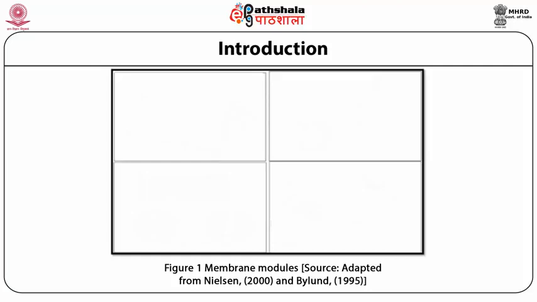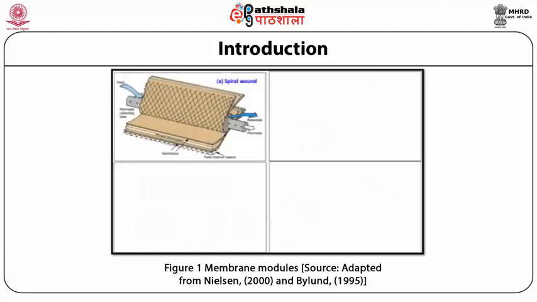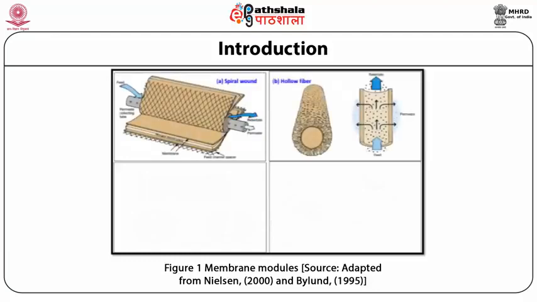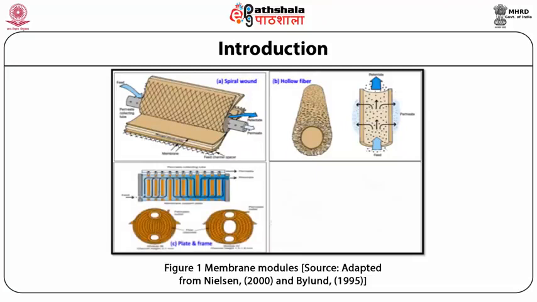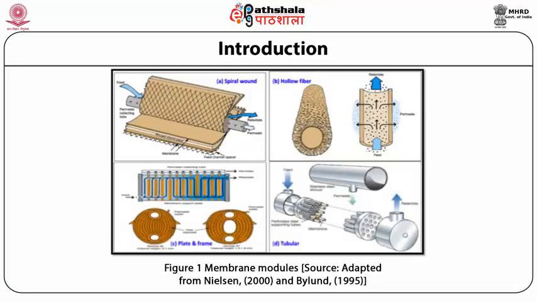So in this figure, A is the spiral wound membrane module, B is the hollow fiber membrane module, C is the plate and frame membrane module, and D is the tubular membrane module. First we focus on the spiral wound membrane module.